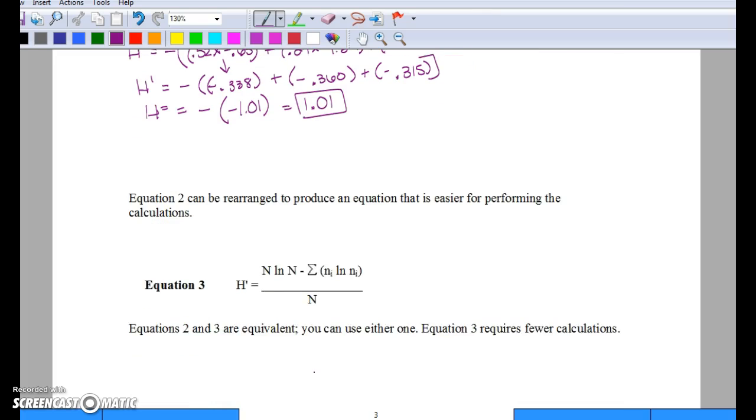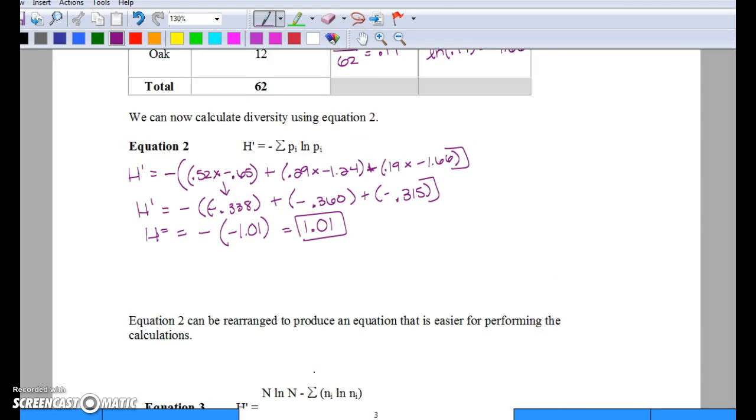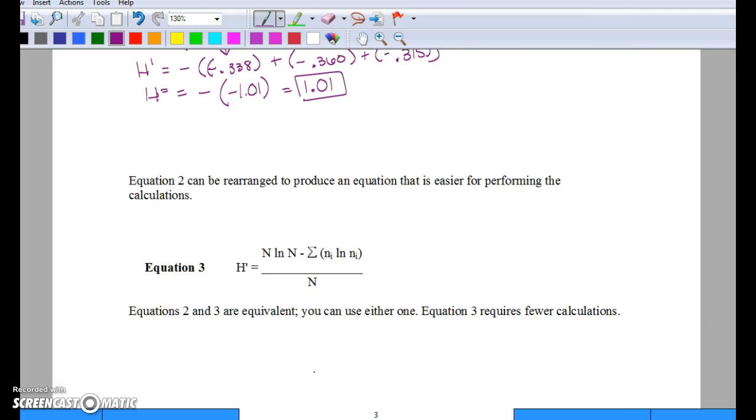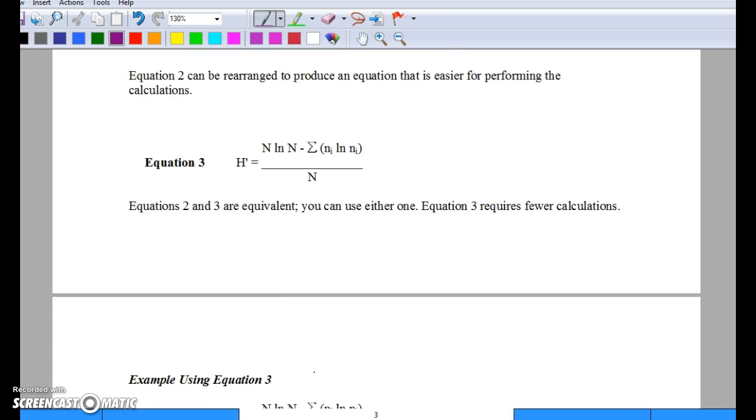Now we can also use, instead of that equation 2, and instead of calculating all of those pi values, we can just use this equation 3, which looks a little bit more complicated, but it actually is technically easier because you don't have to do the pi values. So in this scenario, we've got, again, our N, our total number of organisms. And then we're going to subtract the sum, again, that sigma means sum, of the number of individual species times the natural log of the number of individual species. And then you have to divide it by the total number at the end.